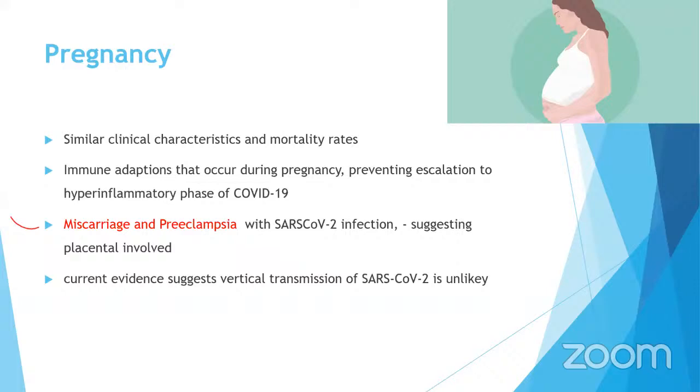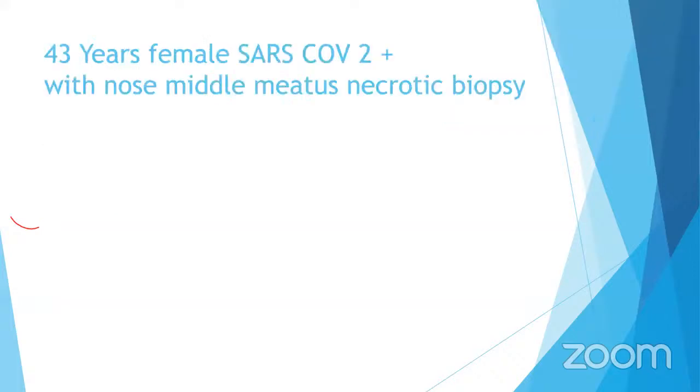There is always a possibility of miscarriage and preeclampsia. Preeclampsia means hypertension occurring in pregnancy. It is usually associated with SARS-CoV-2 infection because the infection affects the placenta. There is no evidence suggesting vertical transmission, meaning transmission of SARS-CoV-2 from the mother to the child, during delivery or after delivery, in the placenta or in the uterus. The possibility is very low, unlikely.